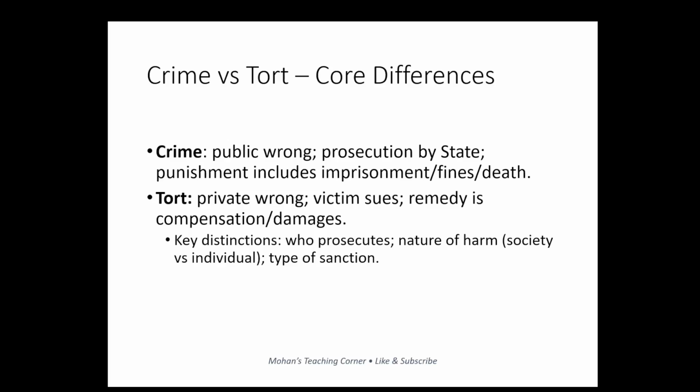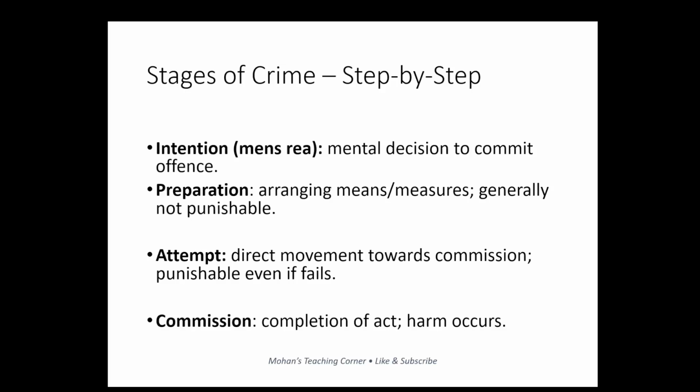The core differences are: crime, a public wrong, prosecution by the state, punishment includes imprisonment, fines and death. Tort, a private wrong, the victim sues, remedy is compensation, damages. So the key distinctions are: who prosecutes, nature of harm, that is society versus individual, and types of sanction.